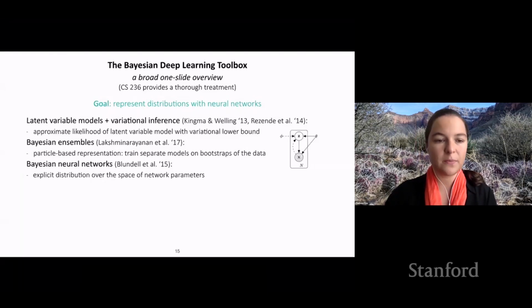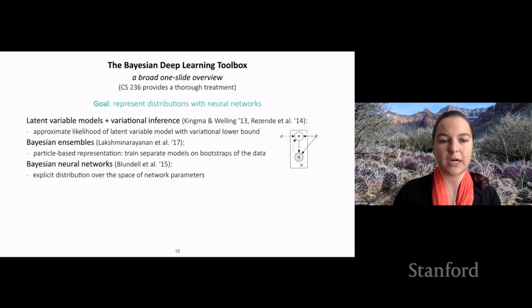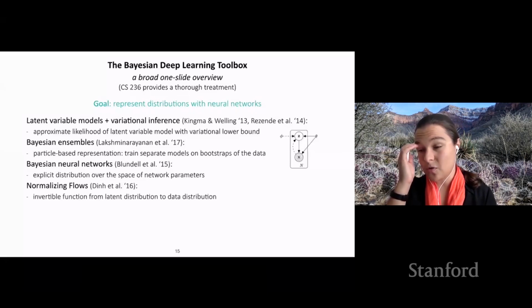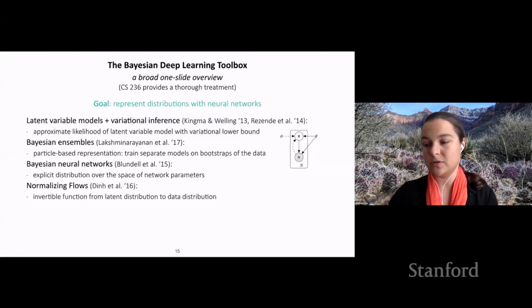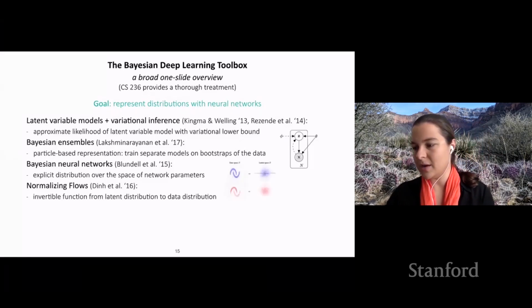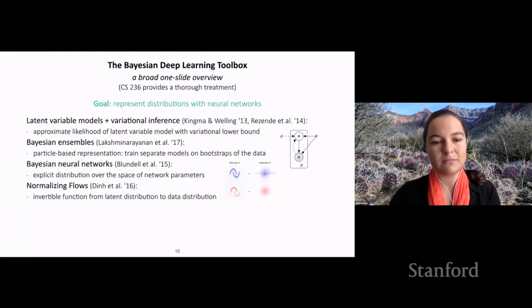One is Bayesian neural networks, which represents a distribution over the space of parameters. And this is similar to the kind of regularization that we were talking about last time to combat memorization. Lastly, there's also normalizing flows, which allows you to represent an invertible function between a latent distribution and a data distribution, and can allow you to essentially warp things from a Gaussian distribution, for example, to a more interesting nonlinear space.